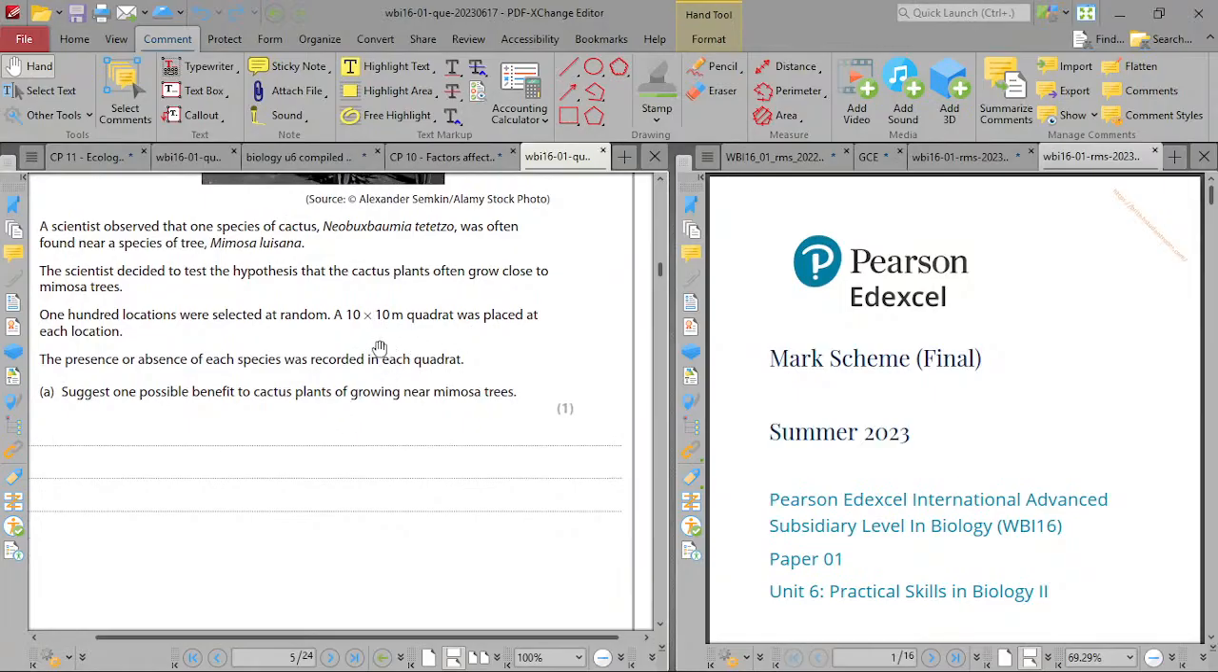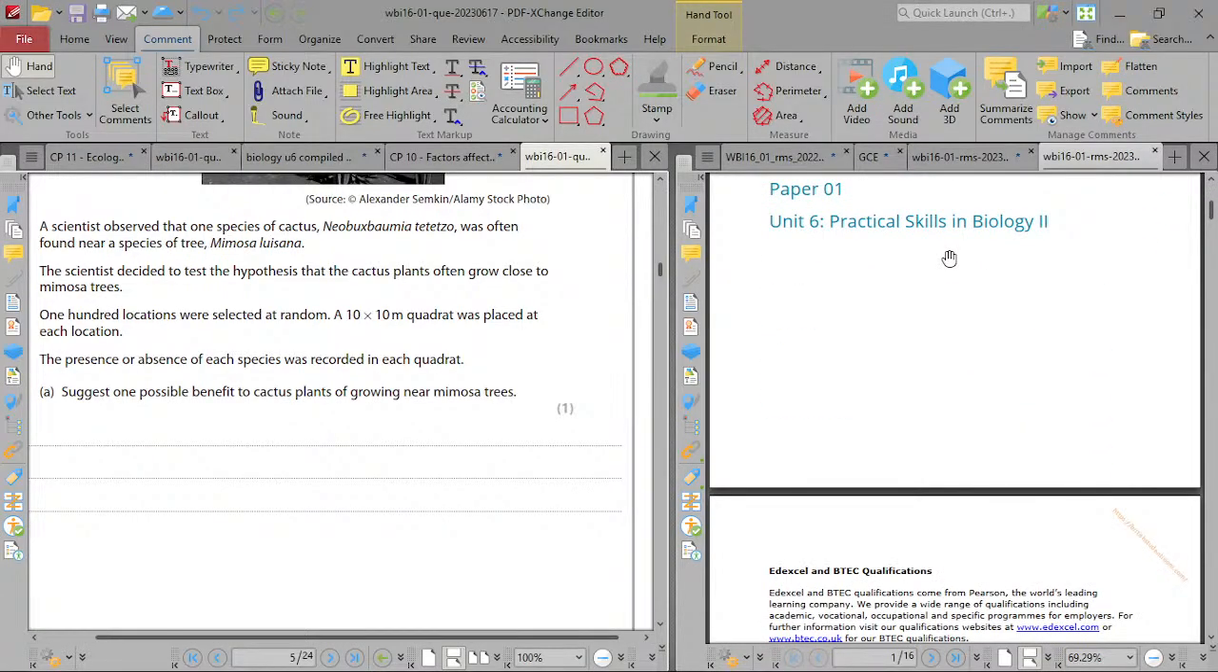So we're looking at not percentage cover but the frequency, species frequency. It suggests one possible benefit to cactus plants of growing near mimosa trees. They'll be shaded by the tree, which helps them decrease temperature so they can conserve water. So less water is evaporated.